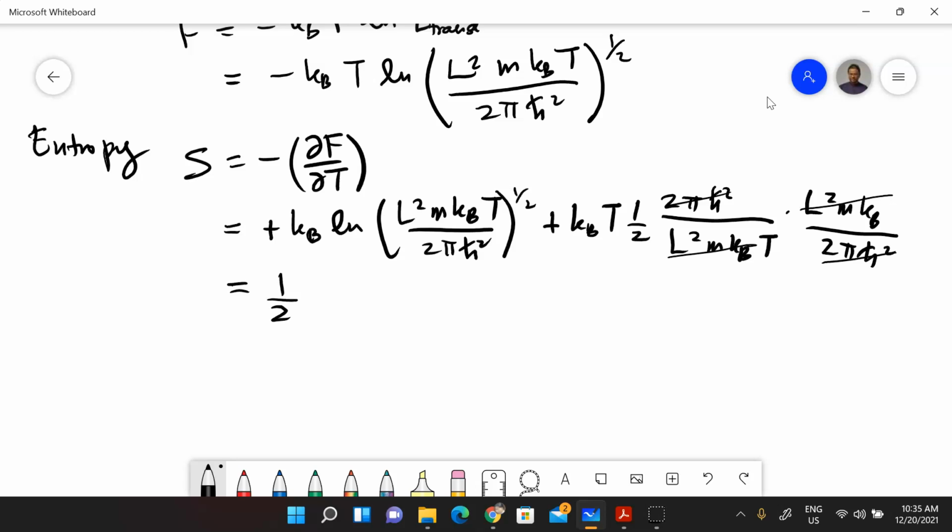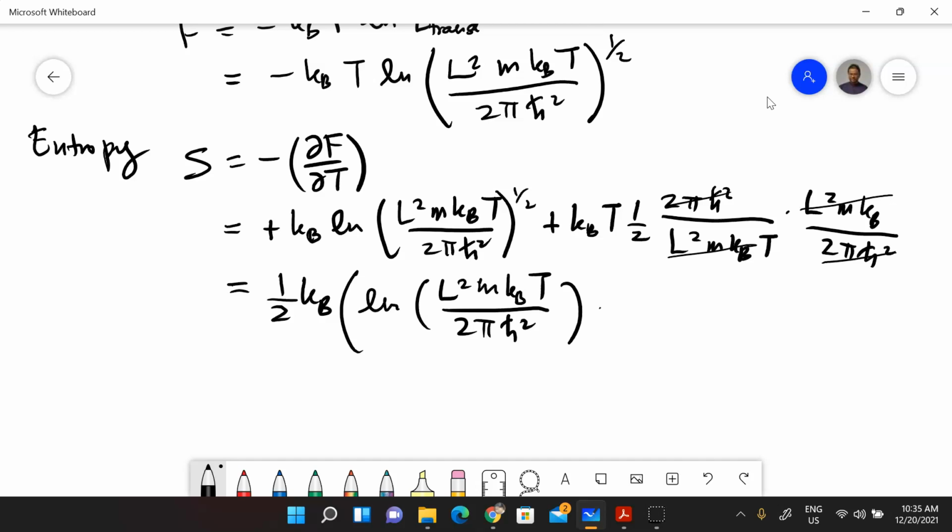And also another common factor is the Boltzmann constant, so half k_B log of L squared m k_B T over 2 pi h bar squared, and then this one will be just a half, so that gives you plus 1. So we have actually calculated the entropy of the case of the ensemble of particles in a 1D box.